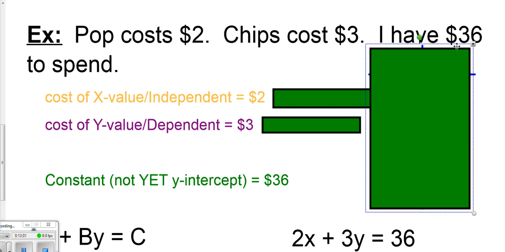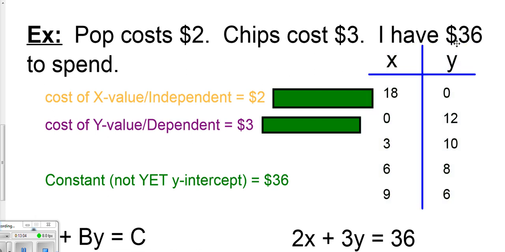So I'm going to make a quick table from this information, and we're going to talk about what this all means. I'm going to call the number of pops that I buy my X value, the number of chips that I buy my Y value. So at $2, I could buy 18 pops and still only spend $36. But that would mean I couldn't buy any chips, so (18, 0) is a point. I could buy no pops and then buy 12 bags of chips. 3 times 12 is 36. So (18, 0) and (0, 12). Those are a couple data points I could make.